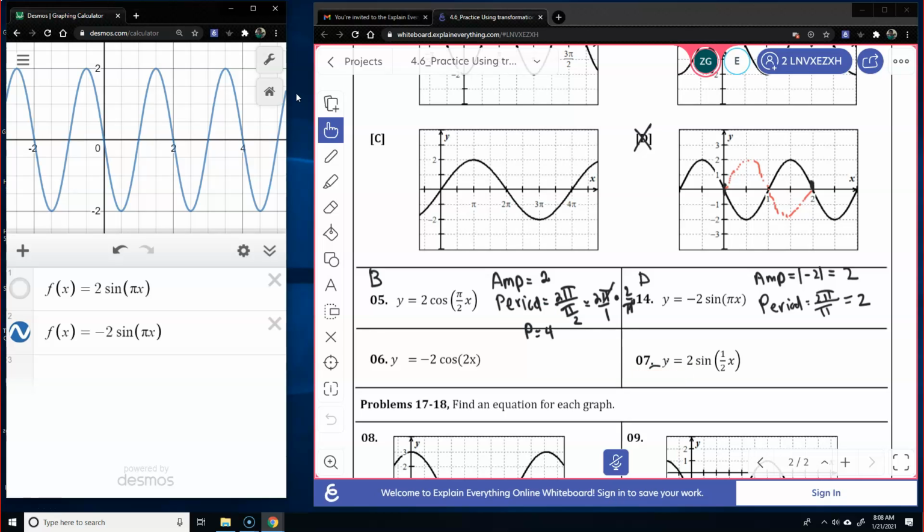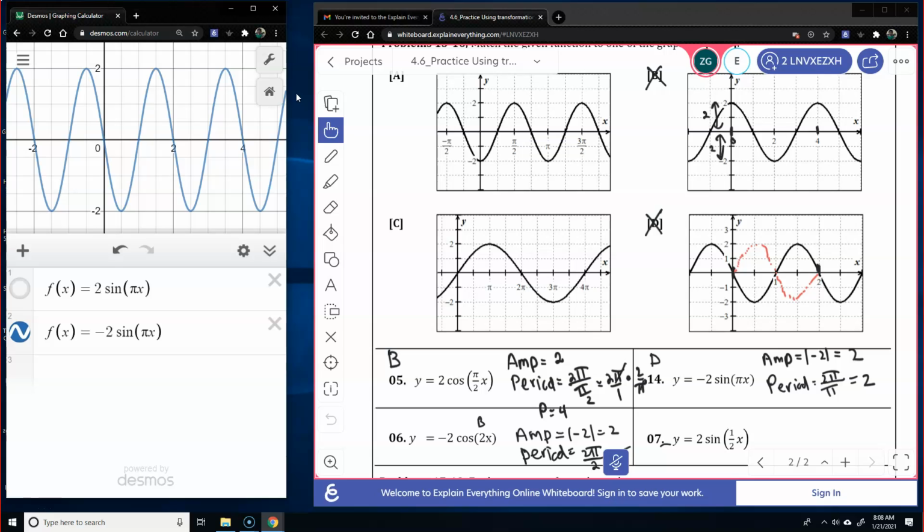we know that the amplitude is the absolute value of -2, which is 2. And we know that the period is 2 pi divided by b, this is b, is 2, so the period is pi. So, by looking at the remaining graphs, we know that the period is pi. So just by looking at the graphs, we know that the answer is A.